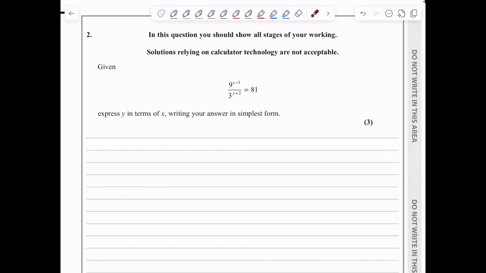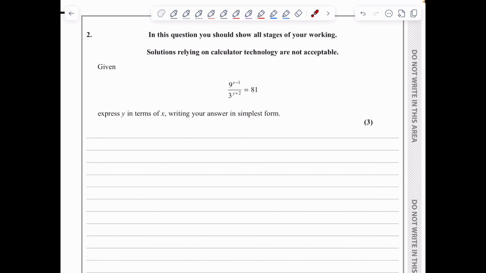In question 2, we need to show all stages of the working. We cannot rely on calculator technology to get our solutions. So we've got that 9 to the x minus 1 over 3 to the y plus 2 is 81. And we need to express y in terms of x, writing our answer in its simplest form.